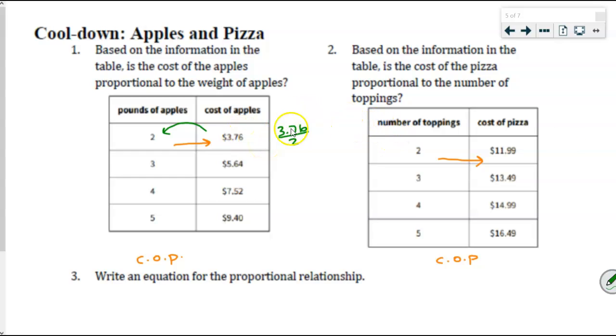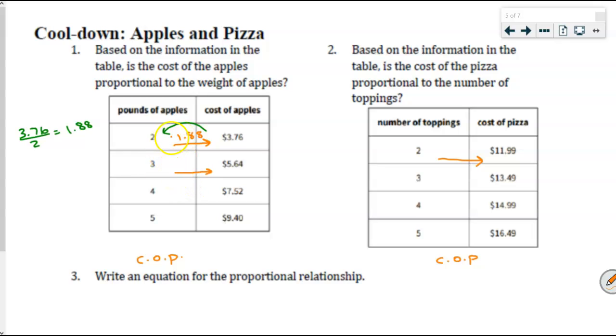3.76 divided by 2, what do you get when you do that calculation? When I go backwards and do 3.76 divided by 2. Cambria, go ahead. Great. So now I know 2 times 1.88 is 3.76. Let's test that out everywhere else.